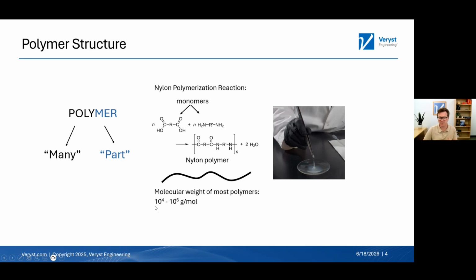And just to give you a rough sense of scale, most polymers have a molecular weight somewhere between 10^4 and 10^6 grams per mole. There are, of course, many exceptions to that rule. That's really just a rough estimate of how big these molecules are. So they can be very, very large. And that high molecular weight, that long chain, is really what gives them their interesting properties and why we like them.